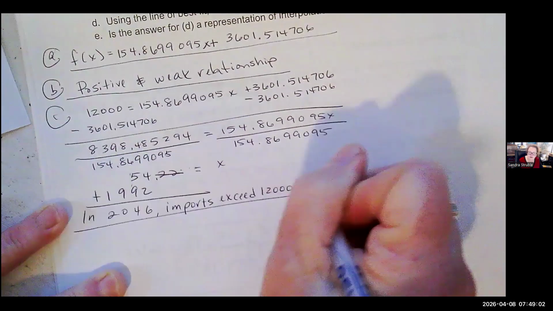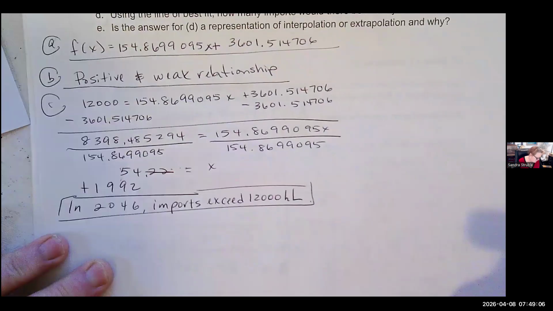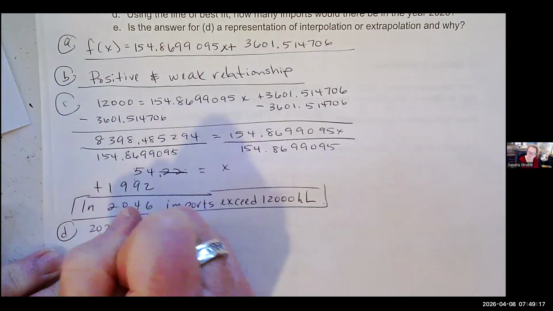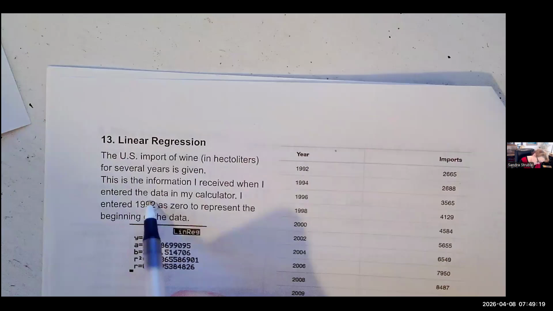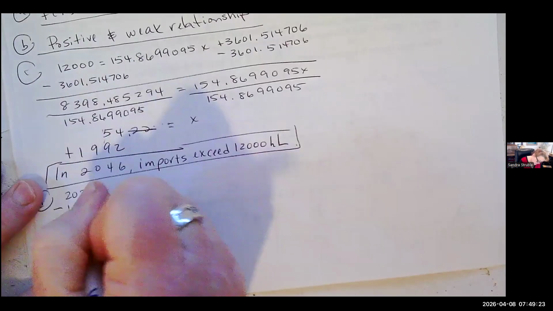Here is my answer for that one. Okay, what's next? Using the line of best fit, how many imports would there be in 2026? Okay, so 2026 minus the earliest value, the 1992. I need to know how many years it's been. 34?